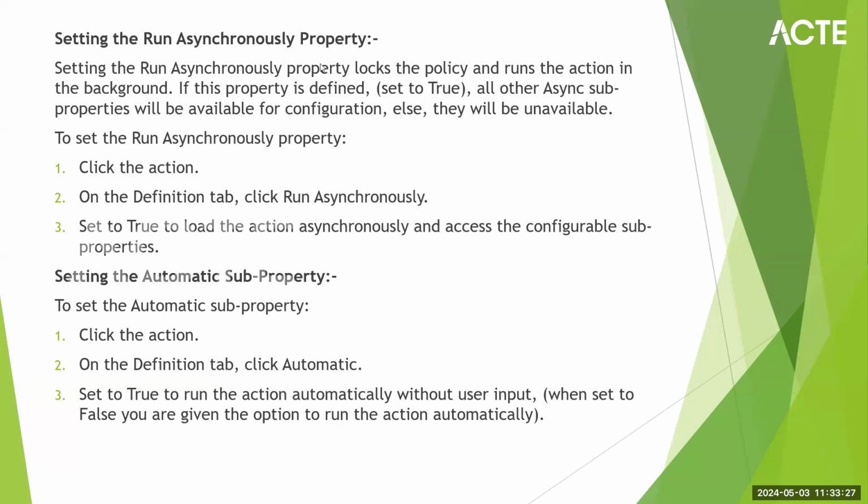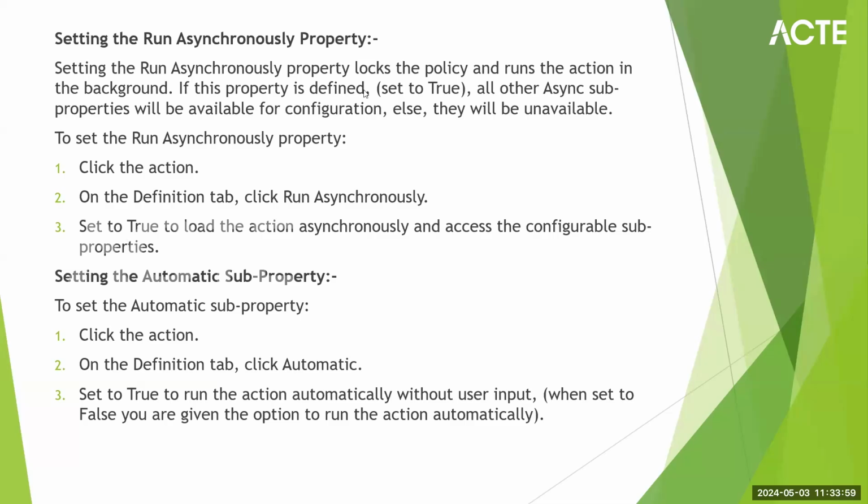Setting the run asynchronously property. The run asynchronously property locks the policy and runs the action in the background. Lock the policy means the user cannot edit or modify the policy, but the action runs in the background. The policy will be locked. You cannot see anything running in front of you, but in the background, that particular action will be running.